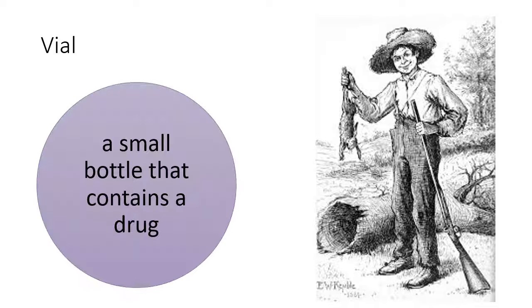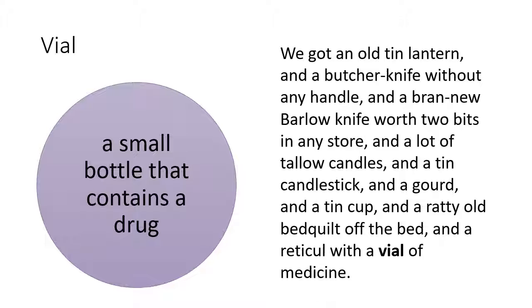Vial: a small bottle that contains a drug. An example: We got an old tin lantern and a butcher knife without any handle and a brand new Barlow knife worth 2 bits in any store and a lot of tallow candles and a tin candlestick and a gourd and a tin cup and a ratty old belt quilt off the bed and a reticule with a vial of medicine.